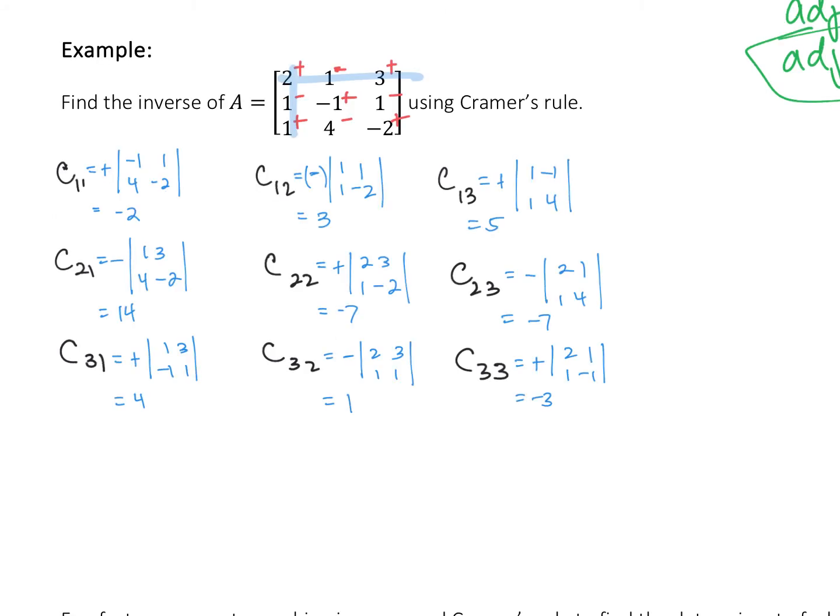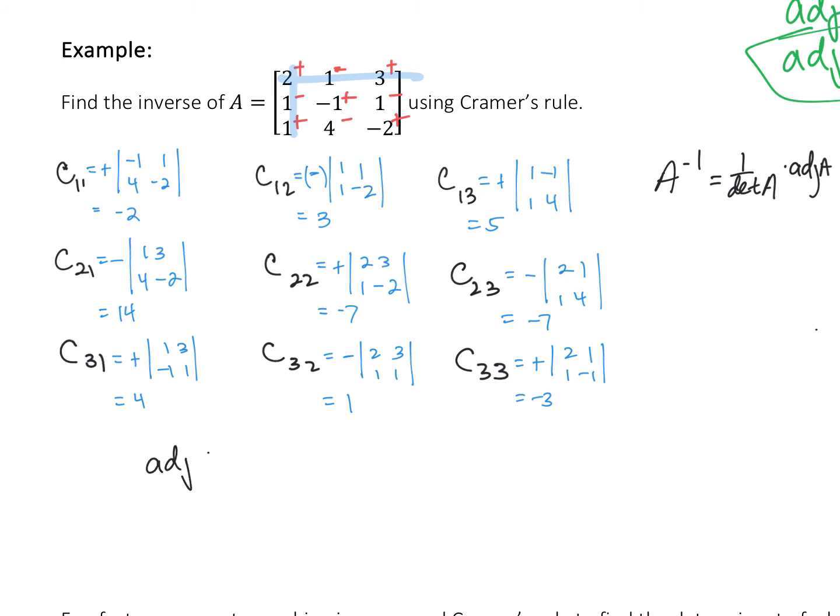How did you do on your cofactors? Hopefully you did all right. As a reminder, our formula here is that the inverse, A inverse, is equal to 1 over the determinant of A times the adjoint, or the adjugate matrix of A. Now, we found all our cofactors, so now we need to find our adjugate matrix.